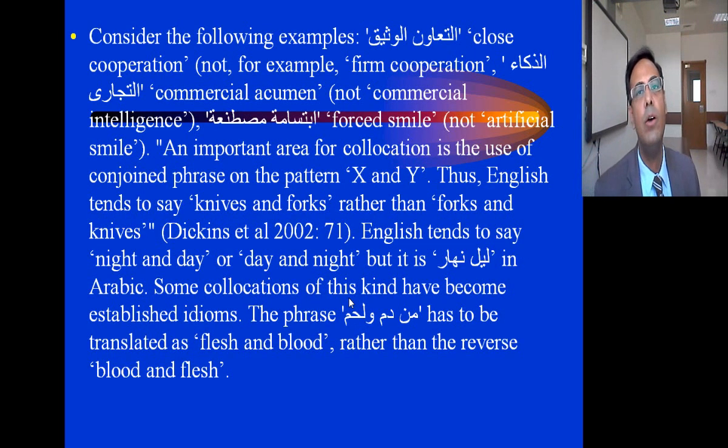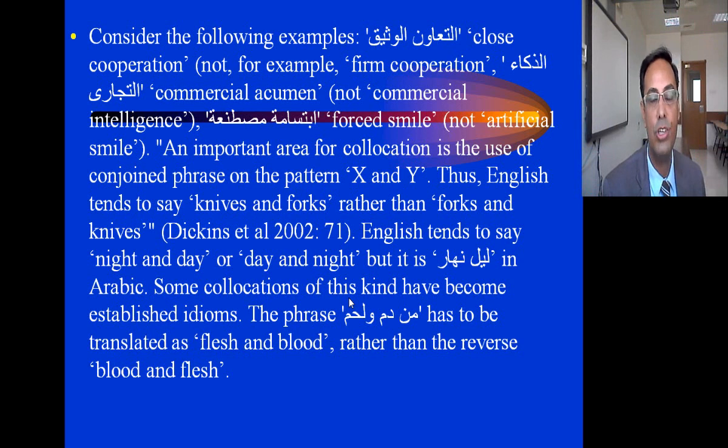For example, التعاون الوثيق, close cooperation. We can't say in literal translation, firm cooperation. We can't take literally the word al-wathiq and render it as firm cooperation. As الذكاء التجاري, we can't say commercial intelligence. No, they say commercial acumen. Why? Because this is a sort of collocation. Words collocate together. ابتسامة مصطنعة, forced smile. We do not say artificial smile. We do not translate it literally because in English, forced and smile collocate together to give this meaning.